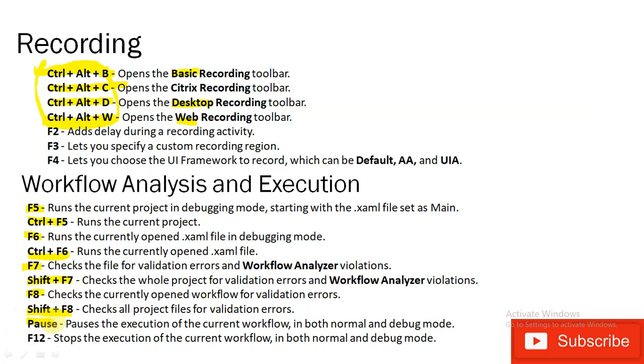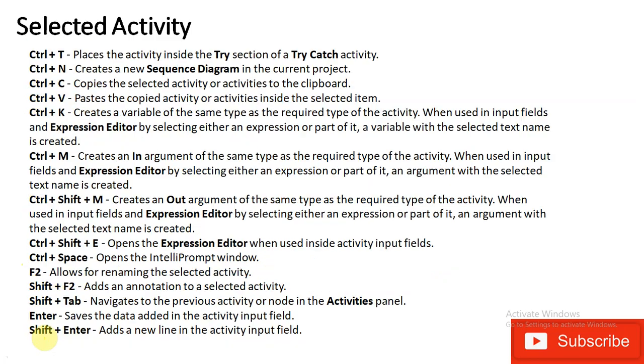Pause the execution of the current workflow in both normal and debug mode. F12 stops the execution of the current workflow in both normal and debug mode. Let's move to the next action, that is selected activity. If you are working on the selected activity, there are different shortcut keys which will help make your development look professional. If you are presenting somewhere, that is also very helpful when you use these shortcuts.